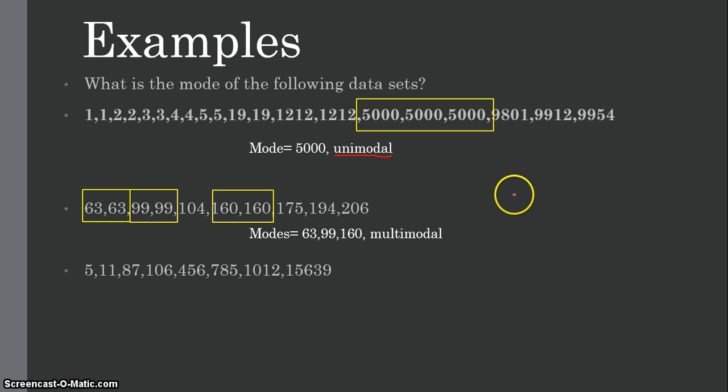Now this last example is important to notice. Each number in this data set shows up the exact same number of times. Each number shows up only once. And if all the numbers show up the exact same number of times, that means there is no mode. And so if there's no mode, there's no mode. So you're done. You just say there's no mode.